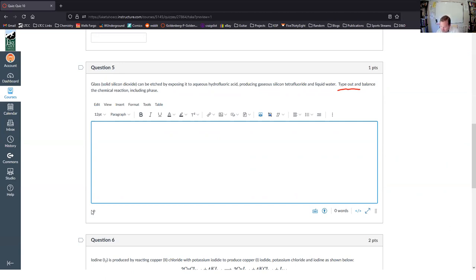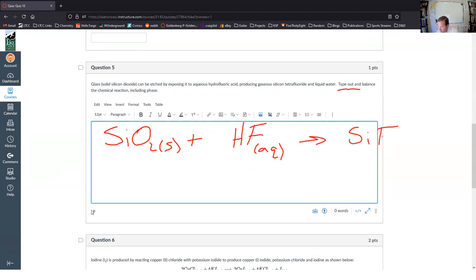So solid silicon dioxide, SiO2(s), plus aqueous hydrofluoric acid, HF(aq), goes to silicon tetrafluoride, SiF4, as a gas, and liquid water. That's what I was looking for before it's balanced. And then we just have to go through and balance.